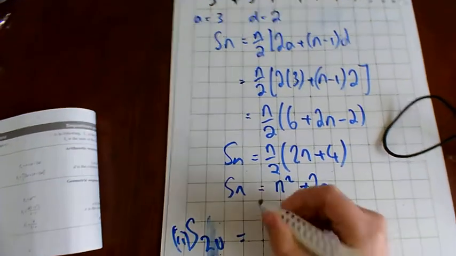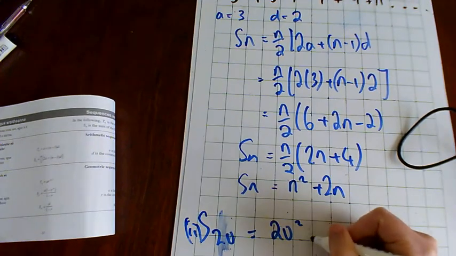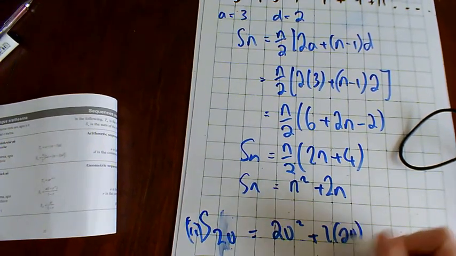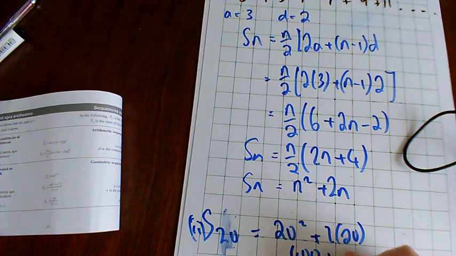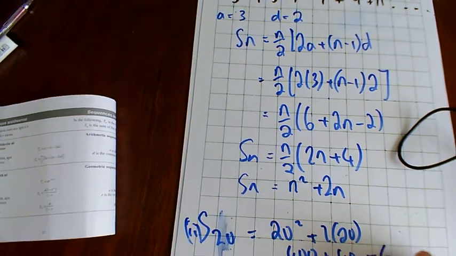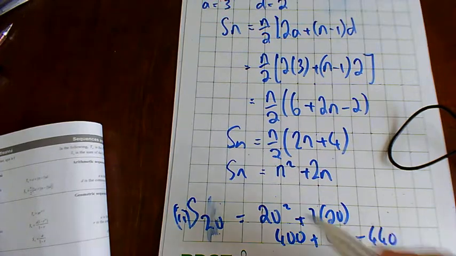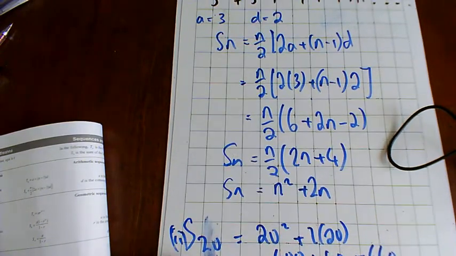S of 20, I just substitute in 20 squared plus 2 times 20, which is 400 plus 40, which is 440. And again, if I wanted the sum of the first 50 terms, I'd substitute in 50. I'd substitute in 100 if I wanted the sum of the first 100 terms.